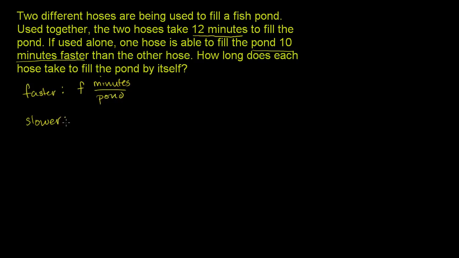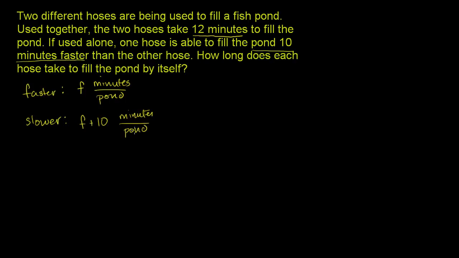Now, how long is it going to take the slower hose? Well, the faster hose does it in 10 minutes less. It's 10 minutes faster. So the slower hose is going to take 10 minutes more. So the slower hose is going to take f plus 10 minutes per fish pond, or per pond.